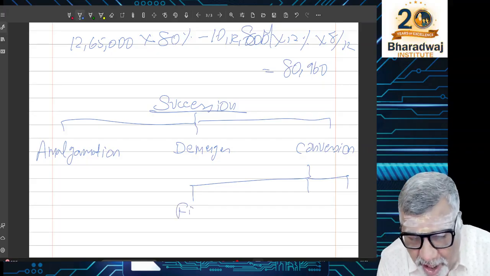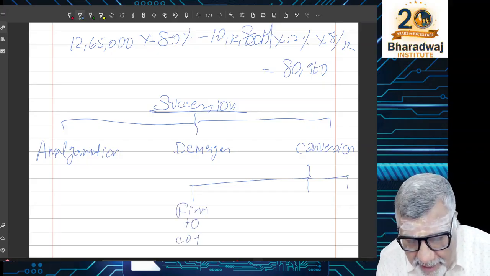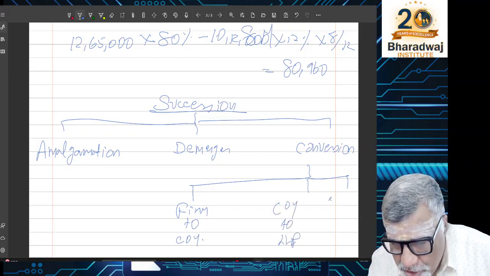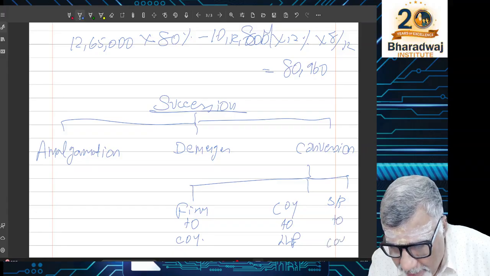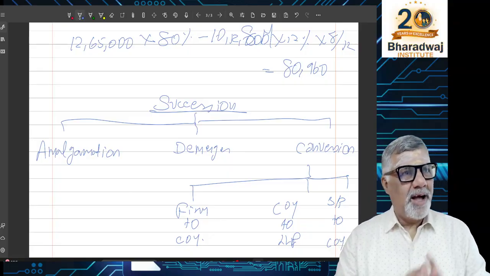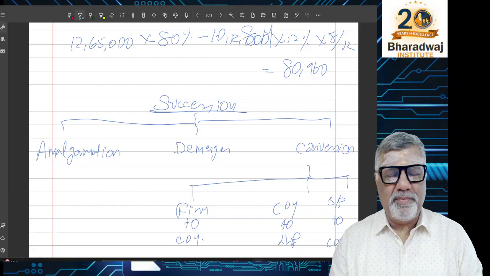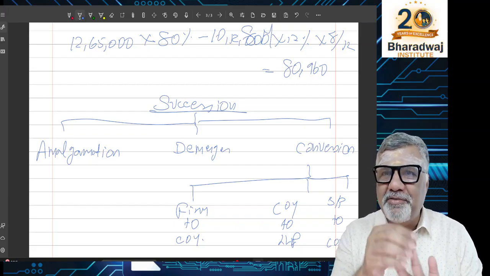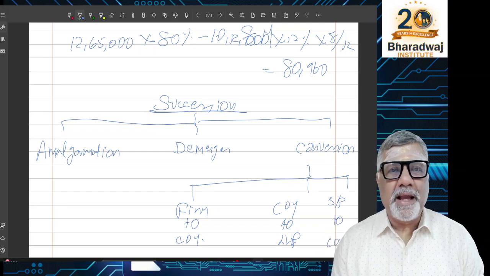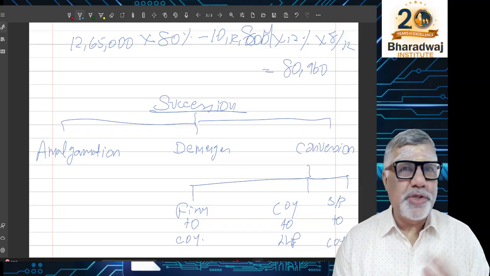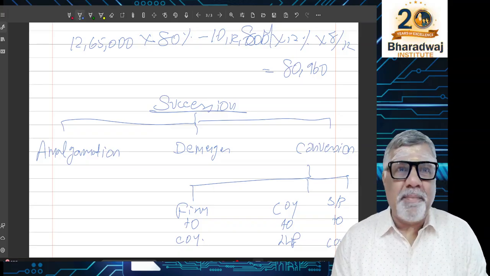Okay, firm to company, company to LLP, sole proprietor to company. Everything is a succession. Repeating, apart from the inheritance, which we all know, succession means amalgamation, demerger, conversion. What conversion are we speaking about? A sole proprietor becomes a company. A firm becomes a company. Firm includes LLP. Company becoming LLP.